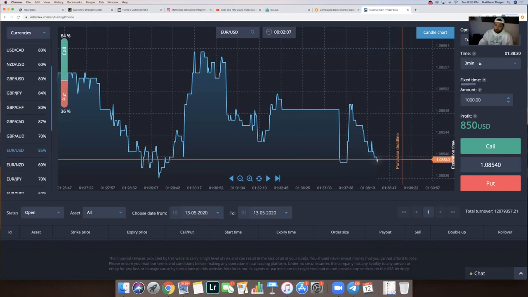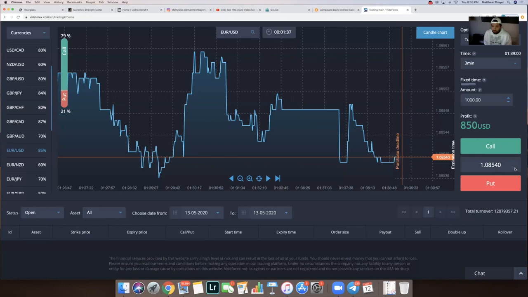Now, there are two options: a call option and a put option. Call means you believe that it's going to go up. Put means you believe it's going to go down. I will let you guys know whether I want to go in for a call or a put. The number in the middle, guys, is the number that I call out. I will usually call out the last 3 numbers in the currency pair that I want to trade.